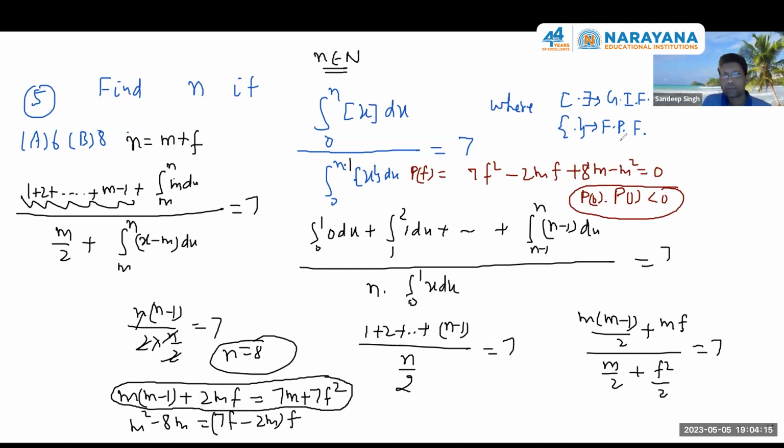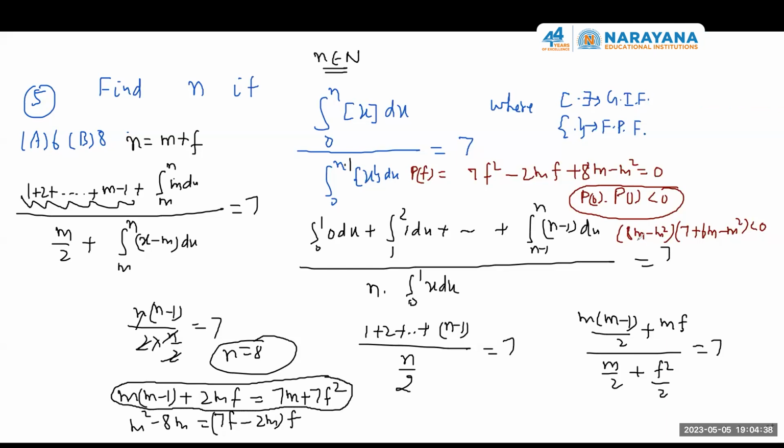Second case we are talking about. So p of 0 is how much? 8m minus m square, into p of 1, which is how much? In place of f, I am writing 1. So that will be 7 plus 6m minus m square, less than 0. Are you getting the point?